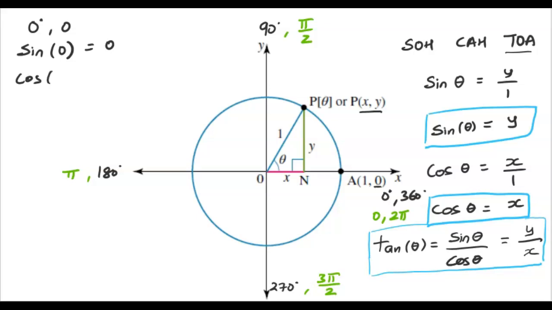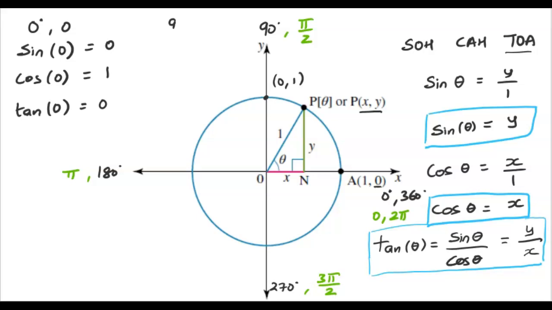Similarly, cos 0, cos is the x coordinate, which is going to be equal to 1, and tan theta is equal to sine divided by cos, in this case 0 divided by 1, which is going to be equal to 0. Now if I take the second point, which is at 90 degrees, the coordinate of that point is going to be 0, 1.